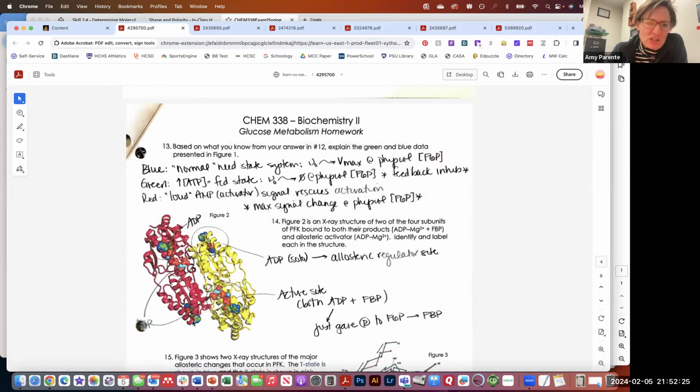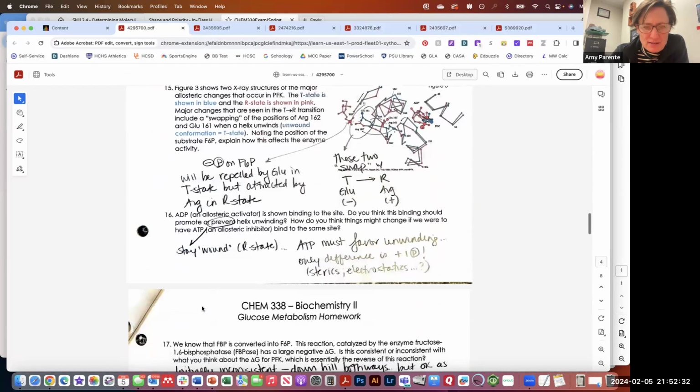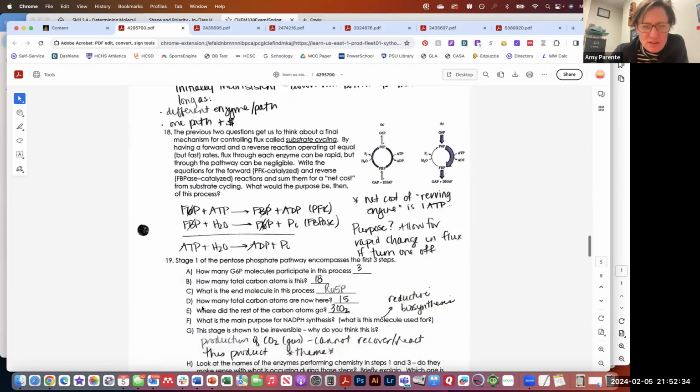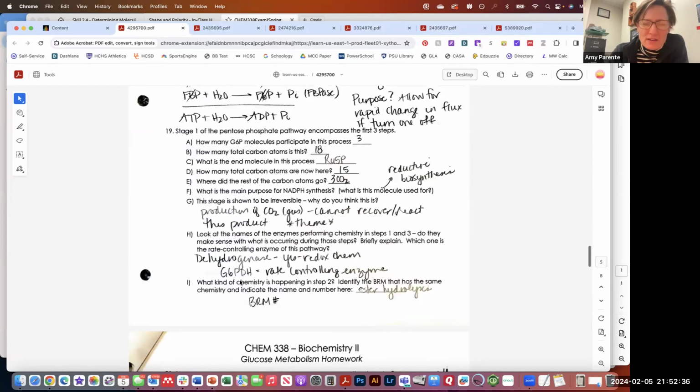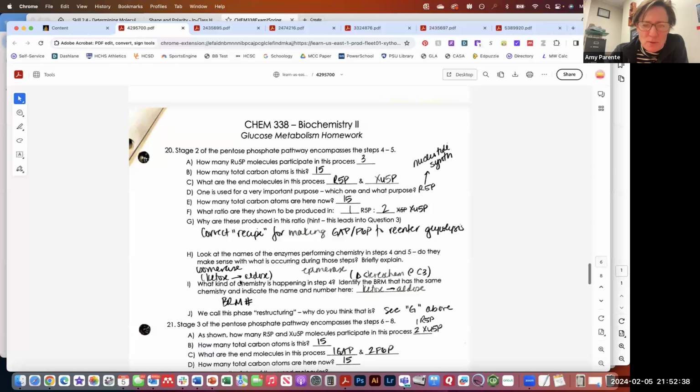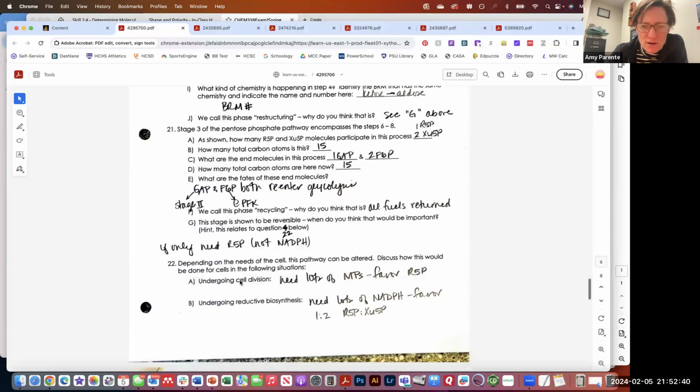I'm just looking through here. Obviously, we didn't talk about this. That's a structure that I don't talk about anymore, so you don't need to know that one. You'll recognize a lot of this stuff. Again, we used to go in way more detail on the pentose phosphate pathway, but we don't anymore.